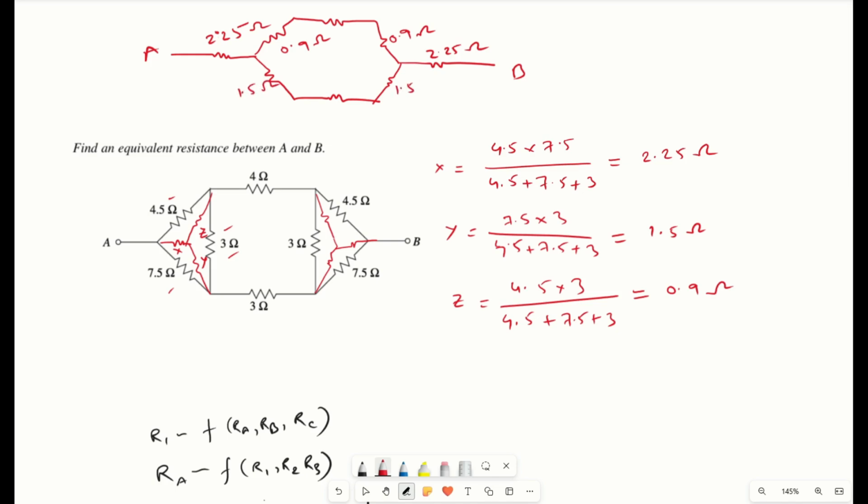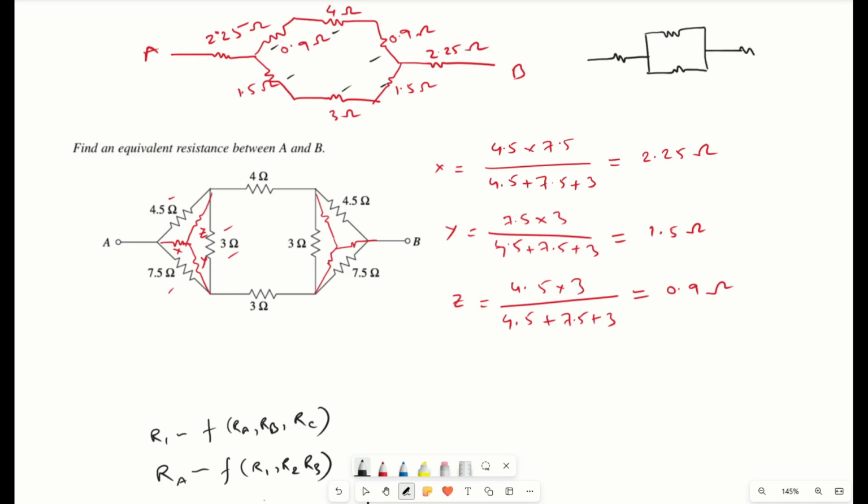On the other side also it will be 1.5 ohm, because the values are the same, so the calculation will be the same, so we are not repeating the calculations again. Then this will be 4 ohm and the remaining is 3 ohm. Now it is a simple conversion where we can see these 3 are in series, these 3 are in series, so our circuit will be like this.